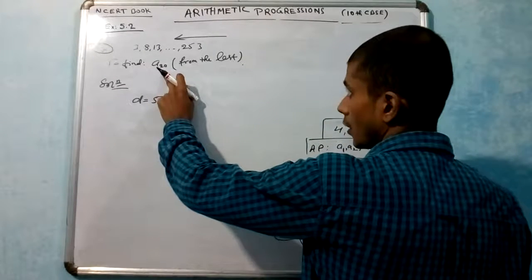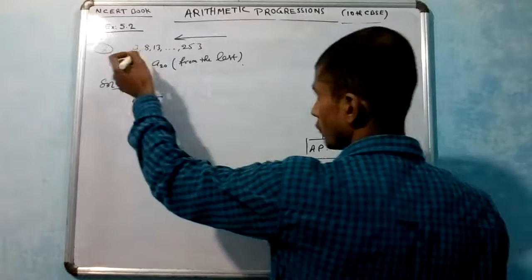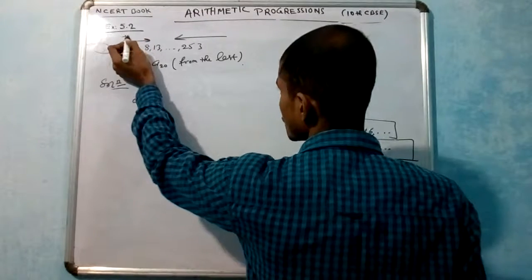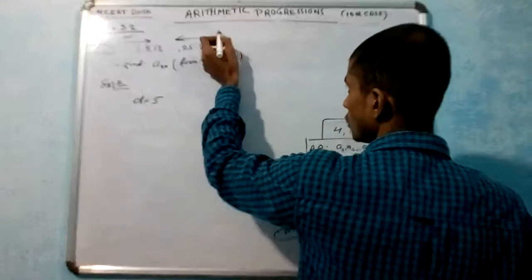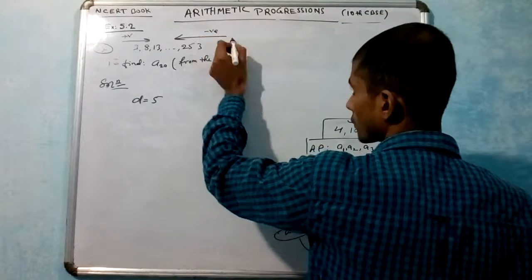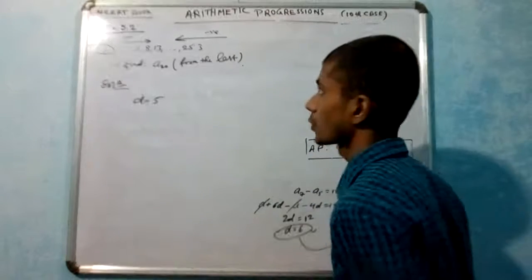What happens to the D? When we move from this side, if D is positive, with the same value it becomes negative if we move from this side, taking the last term as the first term. This is the difference.